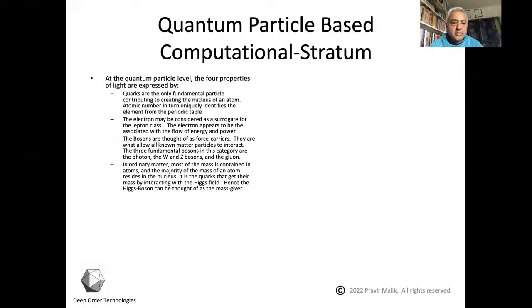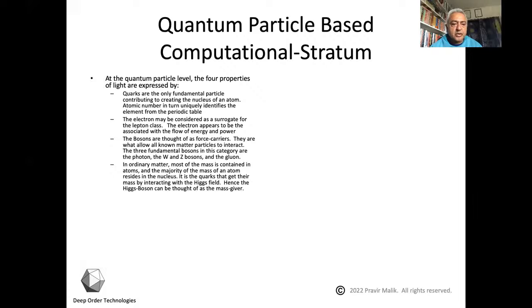So there's four categories. And over here, what is proposed is that quarks are a carrier of light's property of knowledge. Essentially, how does this work? Because if we think about atomic number that uniquely defines an element or atom, that atomic number is contributed to by the nucleus, the number of protons in the nucleus, and we know that protons are entirely made from quarks, and therefore quarks in this thinking become a carrier for knowledge.